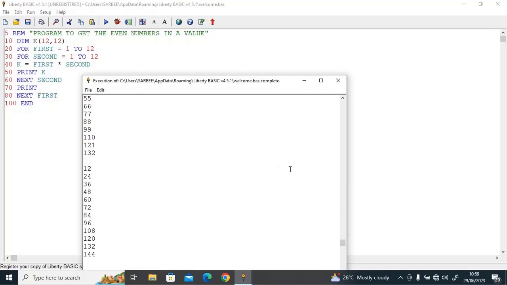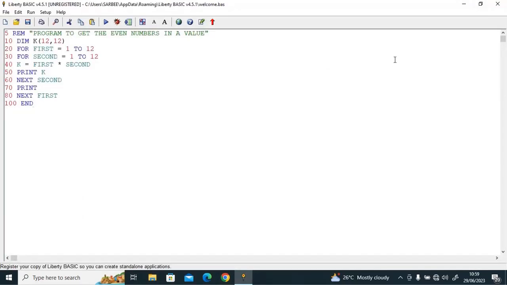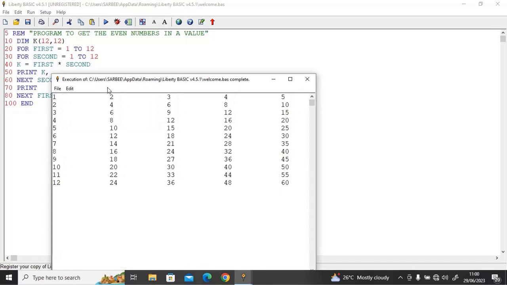Oh my god, what is this giving us? It combines together, it's joined together. This is not what I want. There's a bug somewhere. So print k next second. Okay, print next first. Print next second. Next first, then end. This thing is not printing as I want it. Okay, let me put something here. Let's check. Okay, now we're done.